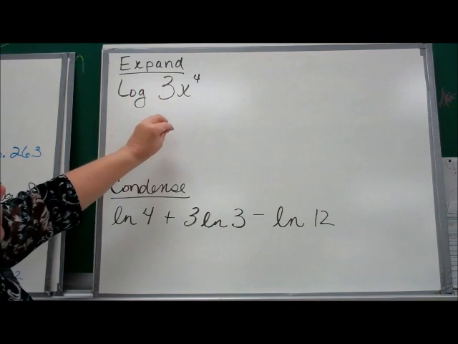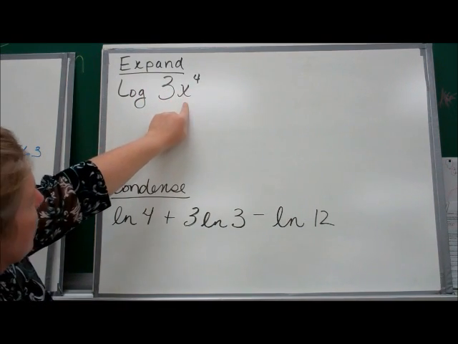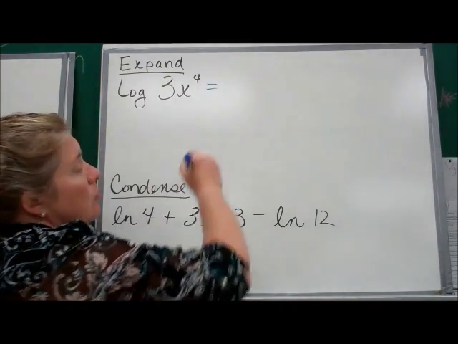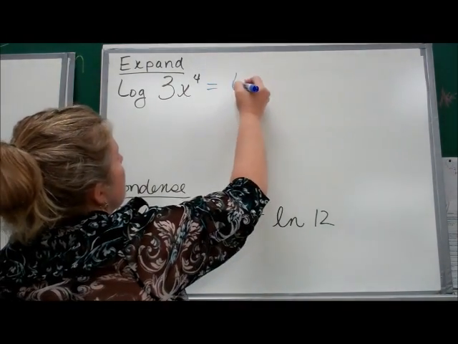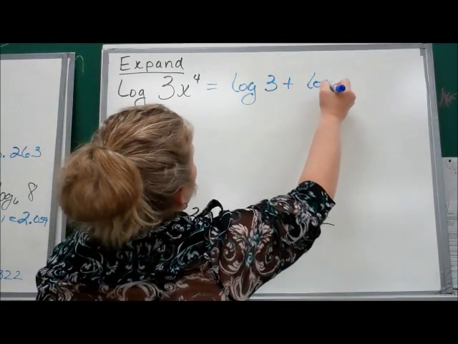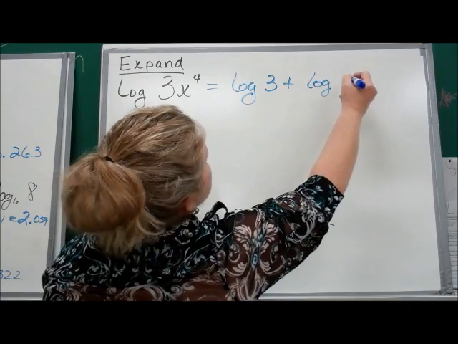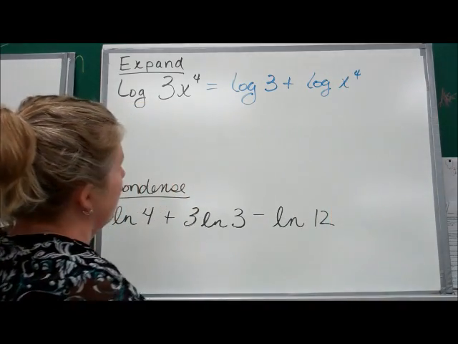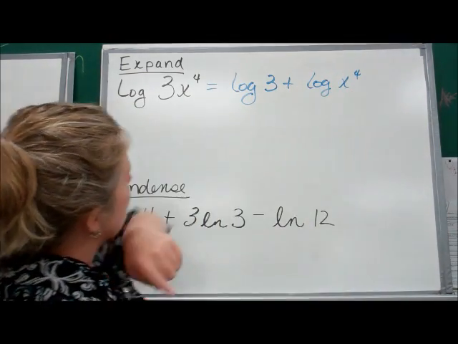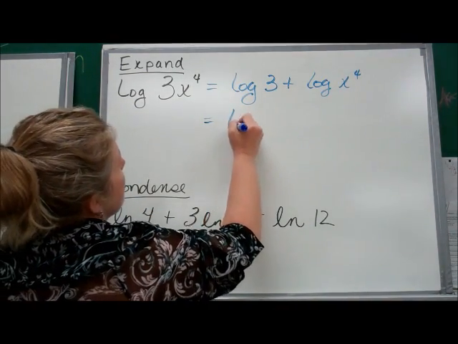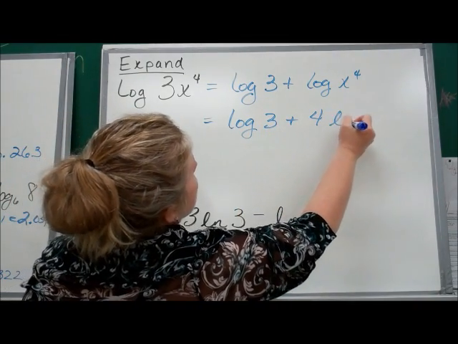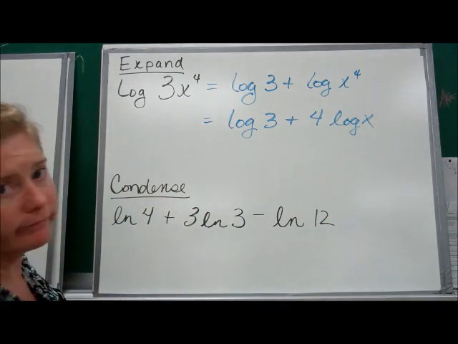So if we've got to expand, this is 3 times x to the 4th power. That's the first thing we do, we're going to do the product property. So it's going to become the log of 3 plus the log of x to the 4th. Keep going, I still have the power property we can deal with. So that's going to be expanded to the log of 3 plus 4 times the log of x.